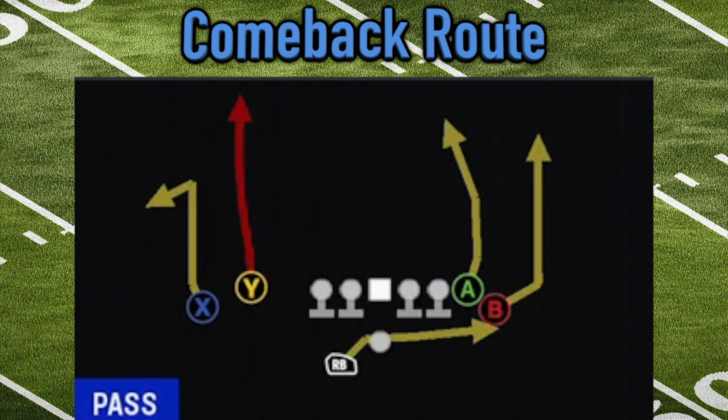Our X-receiver is running a comeback here. It's a 12 to 15 yard intermediate route. The receiver drives hard upfield, hopefully to get the defender's momentum turning up the field, and then the pass catcher moves downhill towards the sideline at a 45-degree angle.